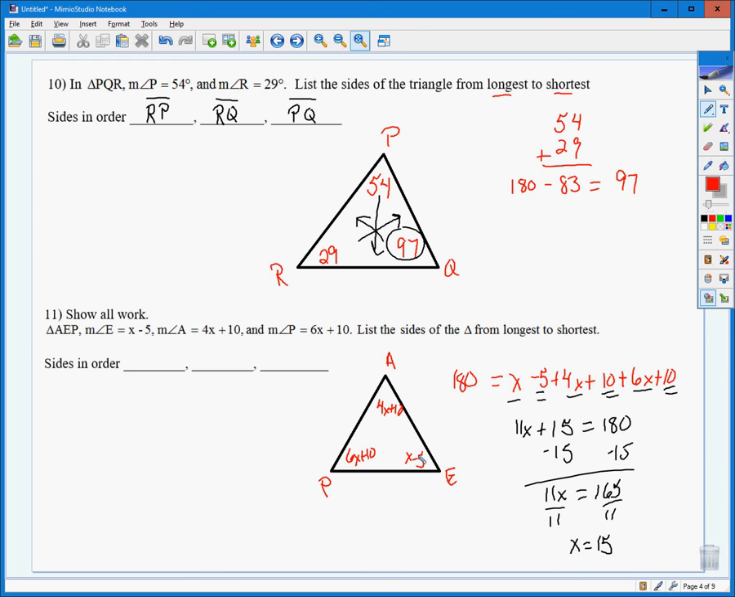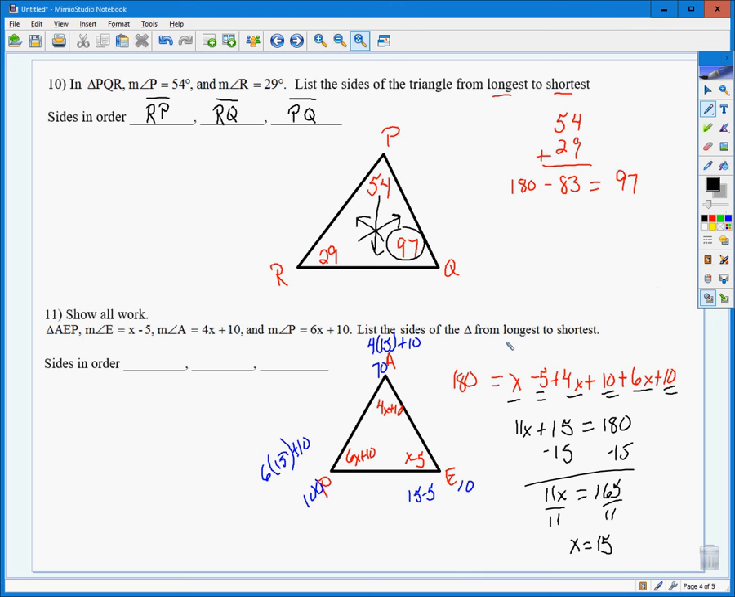And I'm going to plug that information back in here. When I plug it back in, this angle would be 15 minus 5, so this angle is a total of 10. If I do it here, I'd have 4 times 15, which is 60, plus 10. So this angle is 70 degrees. 6 times 15, which is 90, plus 10. So this angle is 100. 170, 10 does add up to 180.